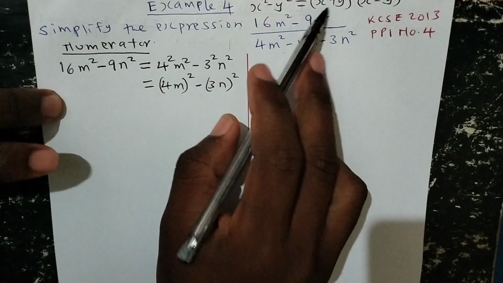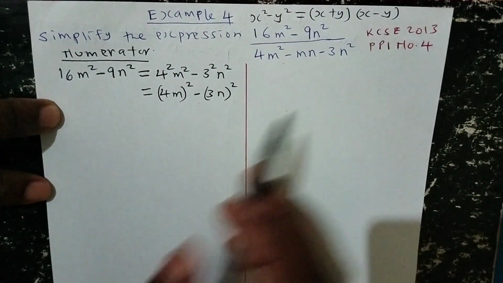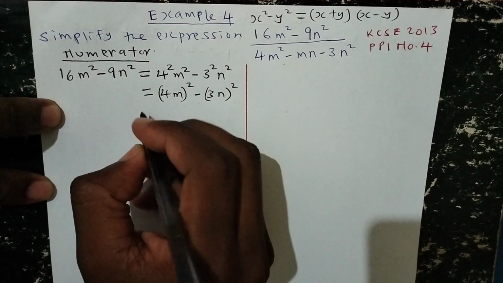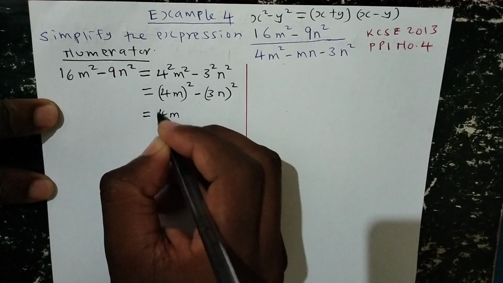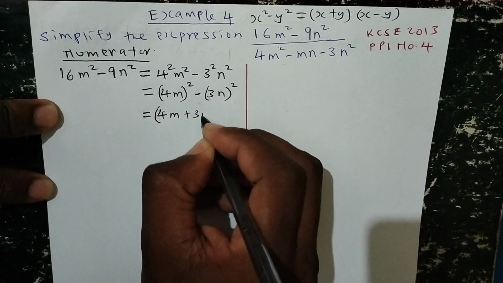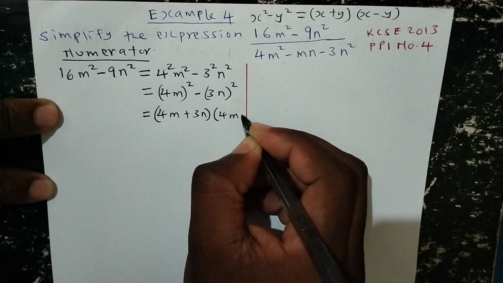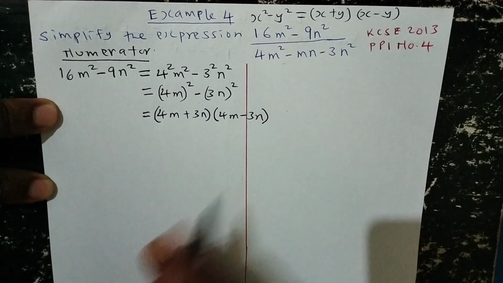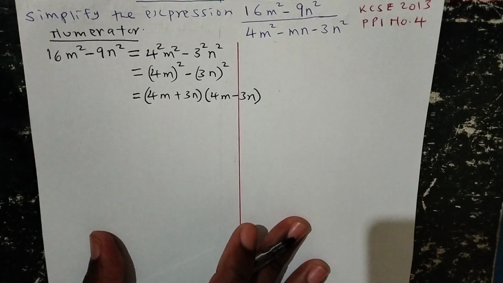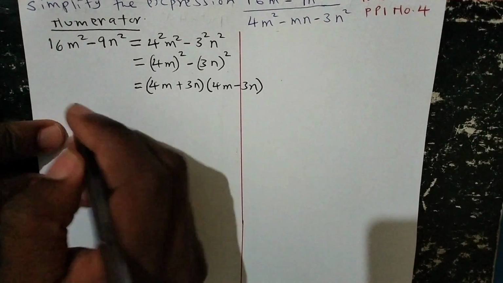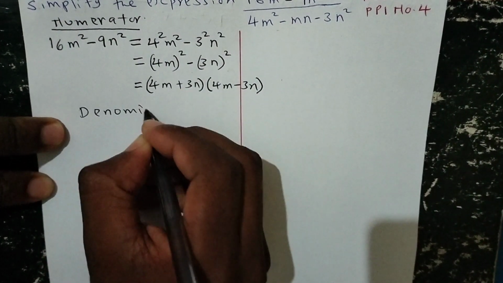If I apply this property, I want to write it in terms of x plus y, then x minus y. So this particular term will simply become 4m plus 3n, multiplied by 4m minus 3n. So that is the simplification of my numerator. Then I'll move to the denominator.